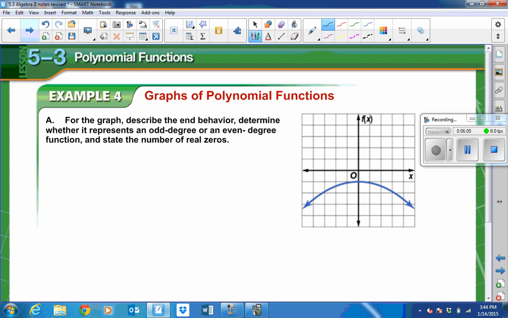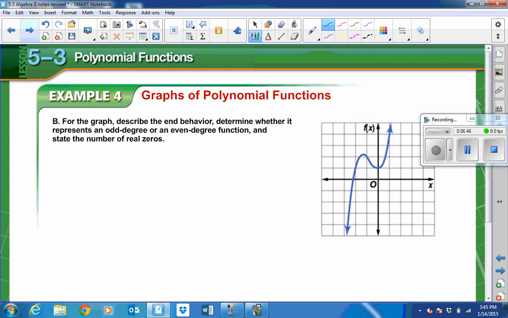Now, I believe for this one, describe the end behavior and determine whether it represents odd degree or even degree, was definitely even degree, because our end behaviors are doing the exact same thing. And state the number of real zeros. Well, real zeros means where is it crossing the x-axis? And in this case, it's not crossing the x-axis at all. So we're going to say that it has no real zeros. And that means that basically it's going to have all imaginary roots, all imaginary zeros. So if it doesn't cross the x-axis, it doesn't mean it doesn't have solutions. It just means that they're going to be imaginary.